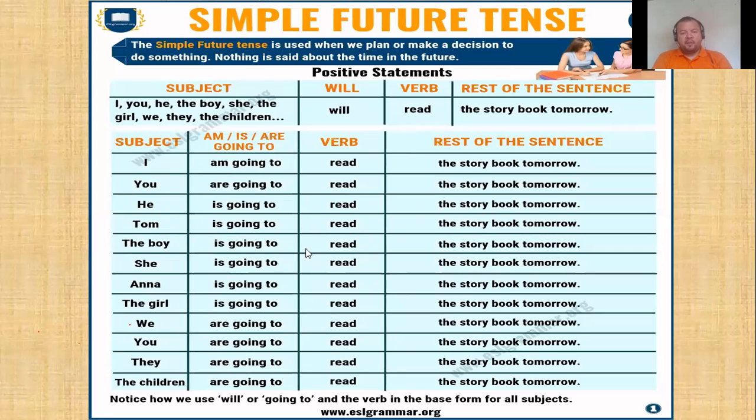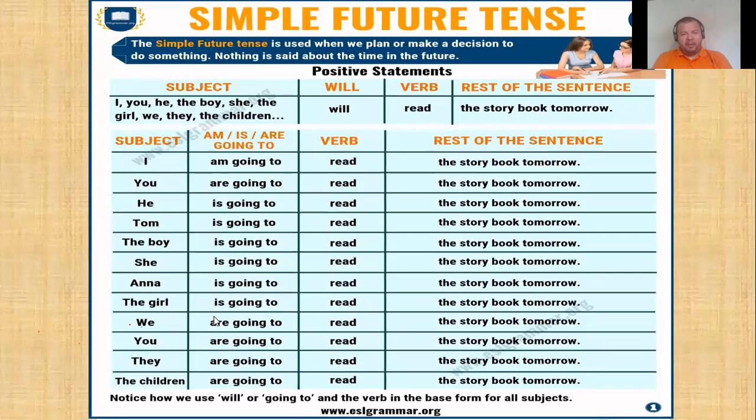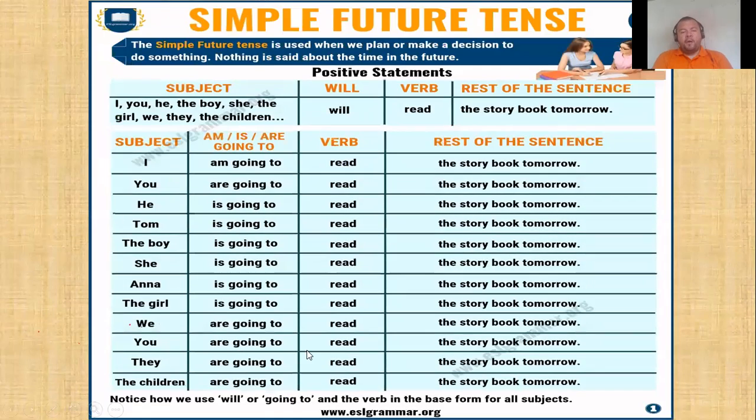She is going to read the storybook tomorrow. Anna, it's like she, so is going to read the storybook tomorrow. The girl is like Anna, like she, and is going to read the storybook tomorrow. We, you, they, and the children are, because are in plural, going to read the storybook tomorrow. Notice how we use will or going to and the verb in the base form for all subjects.